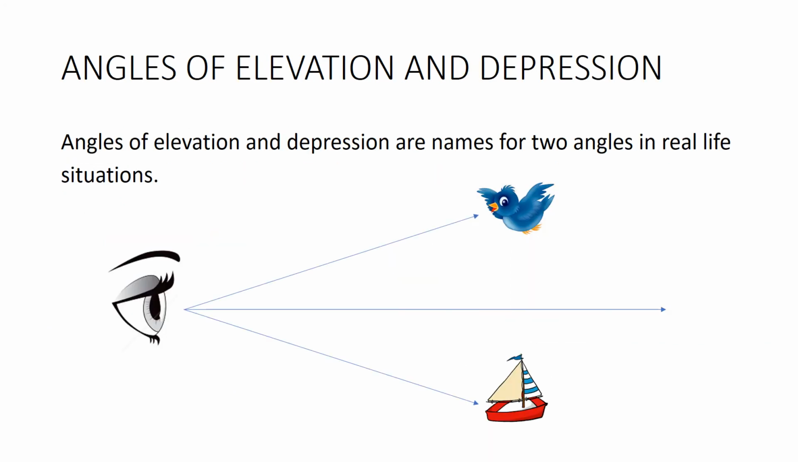Let's move on to angles of elevation and depression. So angles of elevation and depression are names for 2 angles in real life situations. So from where you are looking straight out to where you're looking up at an object, that's called the angle of elevation. Similarly, from where you're looking straight out to where you're looking down to an object, that's the angle of depression. If you want to check this out, go to a balcony in a building and look straight out at the skyline, and then look up at an object. That will be the angle of elevation. And then again, look straight out and then look down at an object. That's the angle of depression.